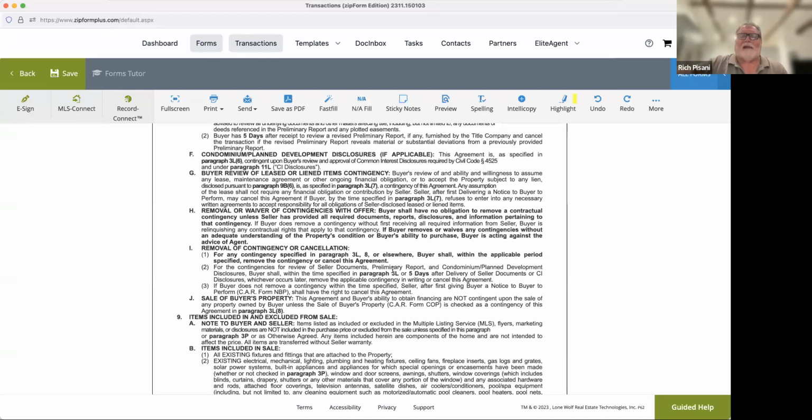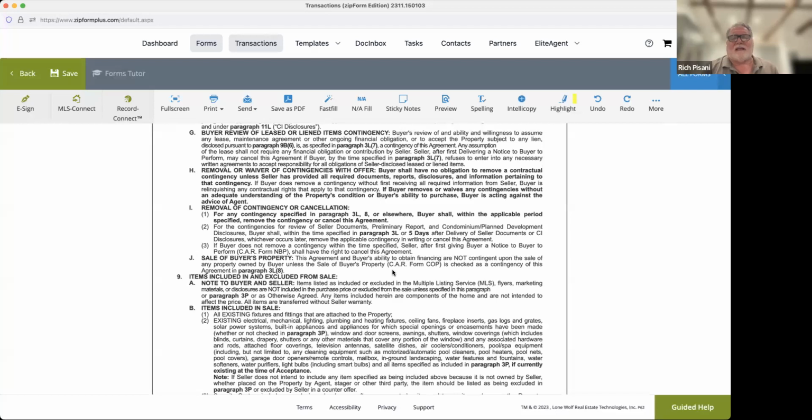If buyer removes or waives any contingencies without an adequate understanding of the property's condition or buyer's ability to buy, buyer is acting against advice of agent. What does that mean? If you didn't do all your due diligence, or you removed a loan contingency before you were given approval, that's on you, and you're acting against the advice of the agent. It used to say the broker, now it's saying the agent, which is one and the same as far as this contract is concerned.